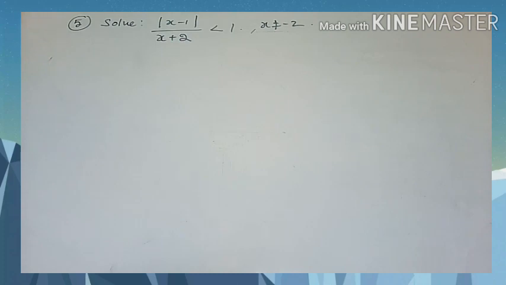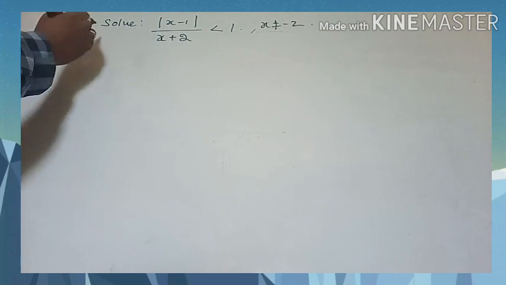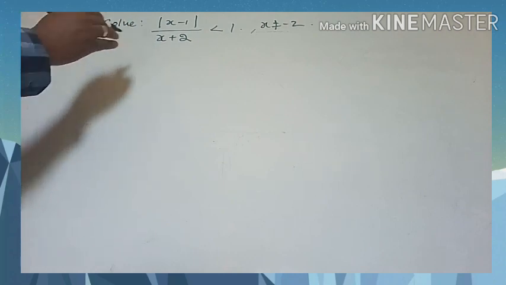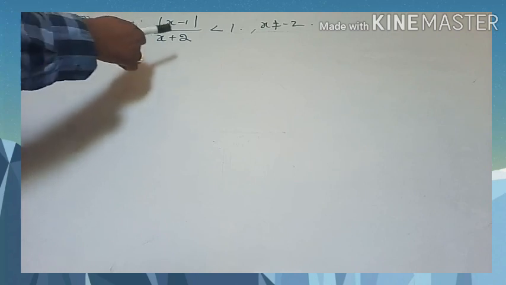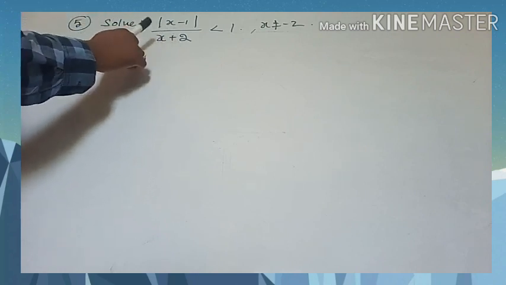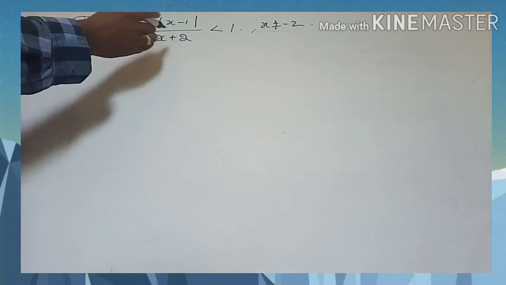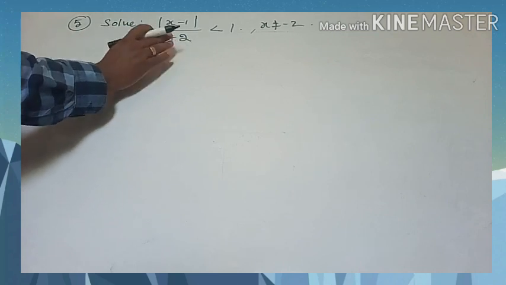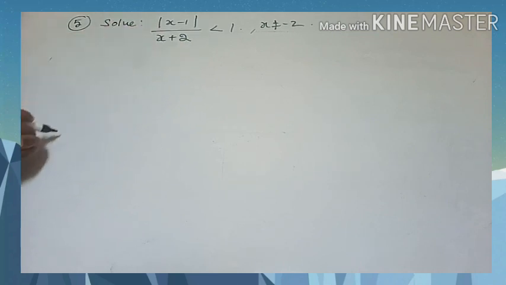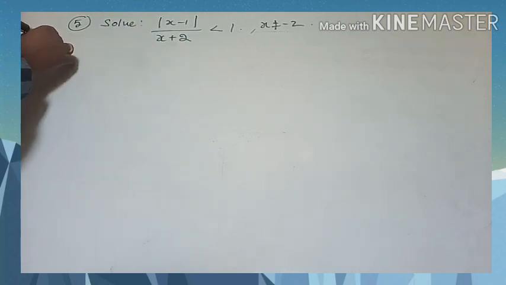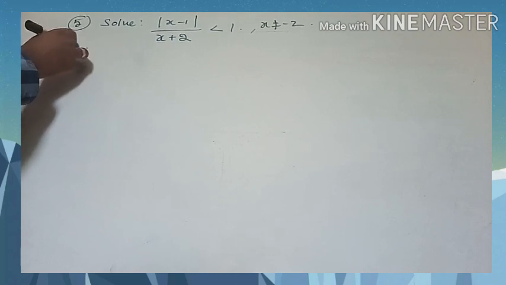Now, my dear students, another interesting problem of today's class, and the last problem of today's class: solve modulus of x minus 1 by x plus 2 less than 1 and x is not equal to minus 2. This is true because if it is equal to minus 2, the denominator becomes 0, that's why it will not be defined. Okay, now let us proceed to the problem, my dear students. How will we do this particular problem?